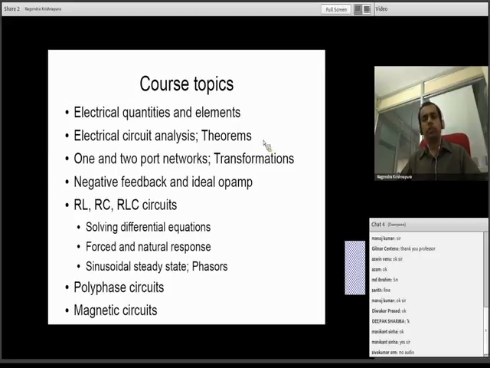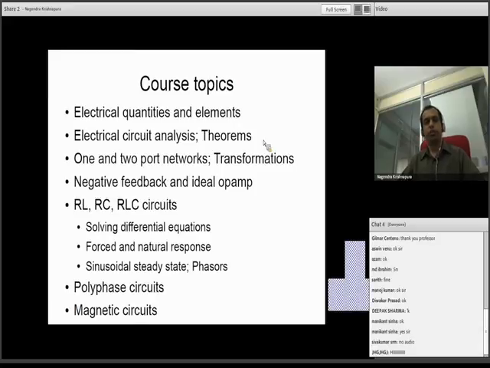Now, it turns out that there are also certain general theorems about circuits, which are very useful in analyzing circuits, in representing circuits, and so on. We will discuss those things. Then we will talk about what are known as 1 and 2 port networks. It will be very clear what I mean later.